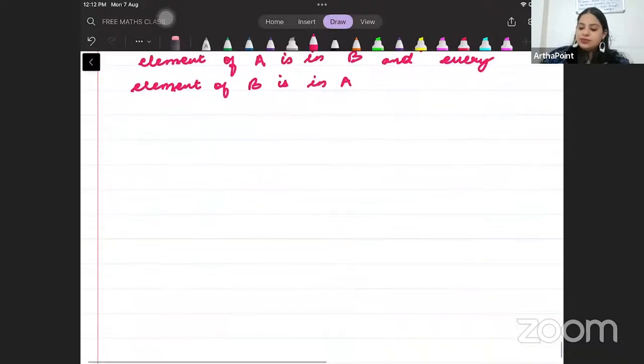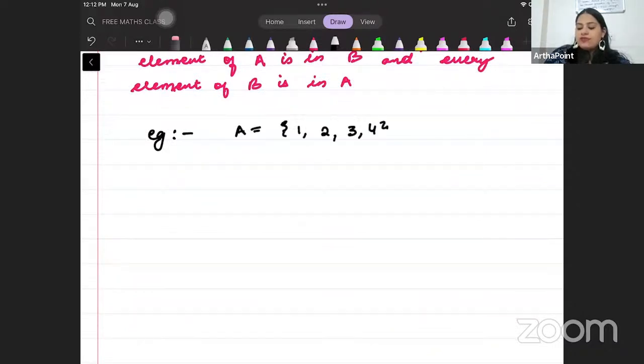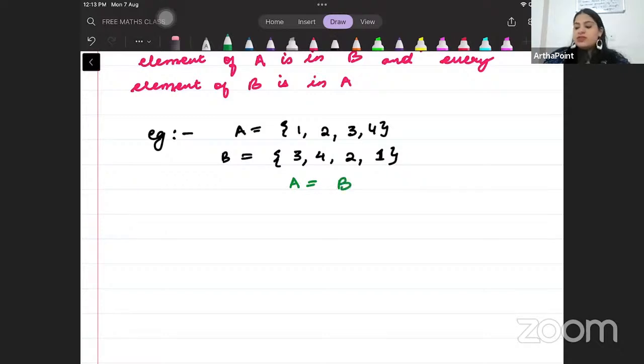Take example लेते हैं. So beta, let's say that A is 1, 2, 3 and 4. And beta, B is 3, 4, 2 and 1. A का हर element B में है और B का हर element A में है. So beta, when every element of A is in B and every element of B is in A, we will call them as equal set. Is that clear? So this is when you have equal sets.